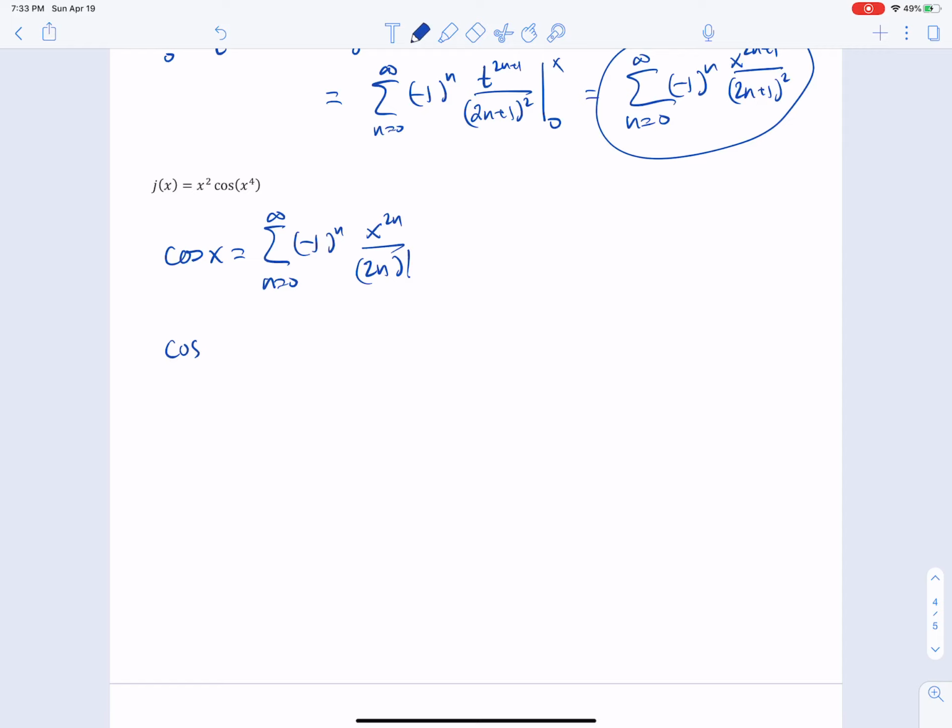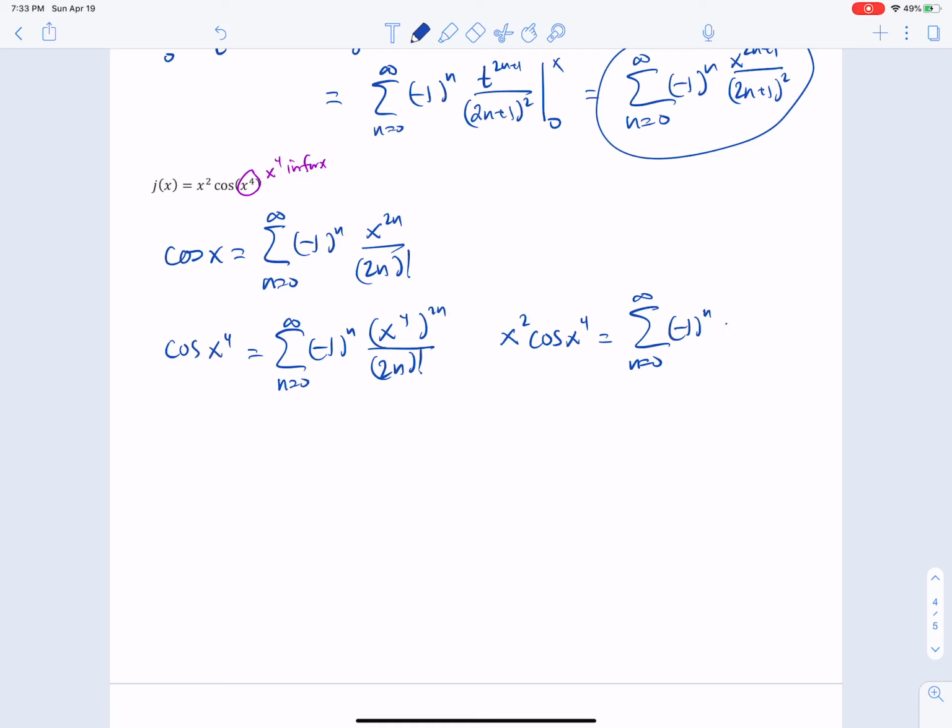And so cosine x to the 4th, as I've noted previously, I'm putting in x to the 4th in for x. And so I get the summation n equals 0 to infinity of minus 1 to the n, x to the 4th to the 2n over 2n factorial. And so for x squared cosine of x to the 4th, I'm going to multiply each of those terms by x squared.